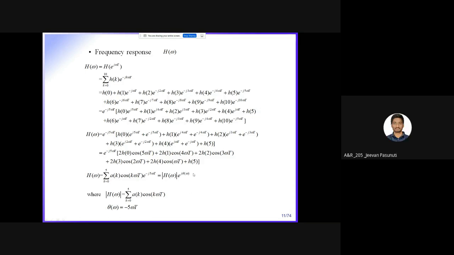Okay, sir. Yeah, so then a of 0 is nothing but h of 0. A of 1 is 2h of 1. A of 2 means 2h of 2. A of 3 means 2h of 3. A of 4 means 2h of 4. A of 5 will be h of actually 0. Actually, reverse it is, isn't it? Are you able to follow?